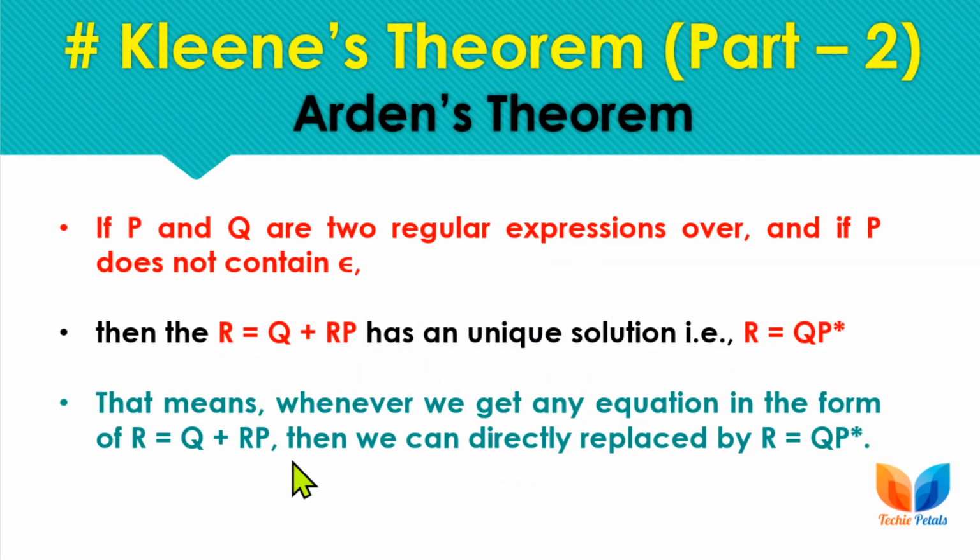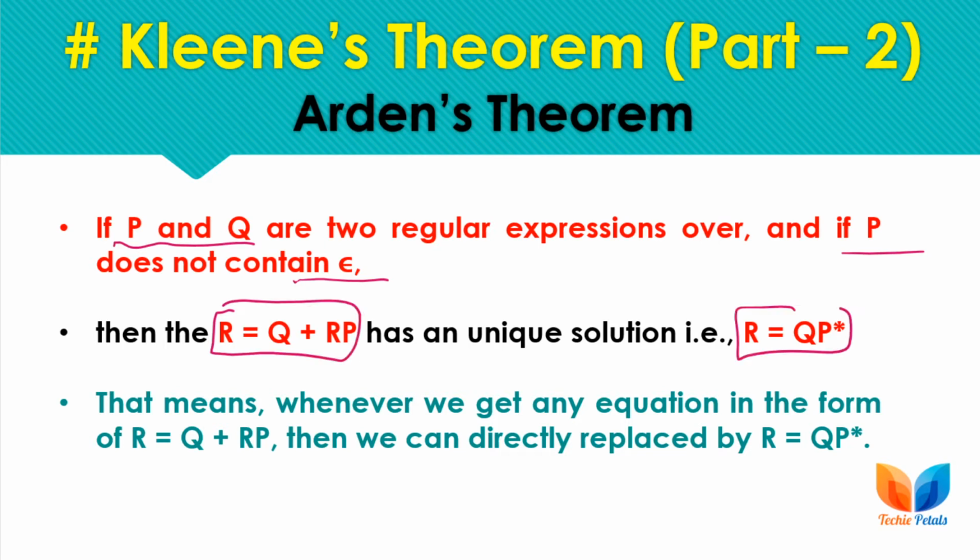So Arden's equation is saying if we have two regular expressions P and Q, where P does not contain null, means P cannot be null, but yes, Q can be null, then if we have this type of equation, this is the defined solution for such an equation, and we can directly substitute or replace this equation by the given solution. And we have already proved that this is the unique and only solution for this type of equation in the proof of Arden's theorem in the last lecture. So let's start with some of the examples.